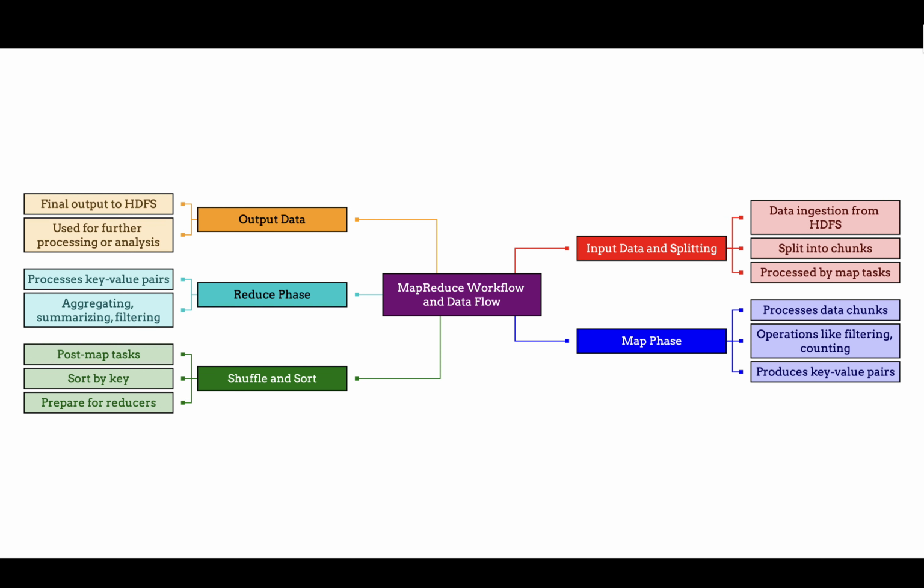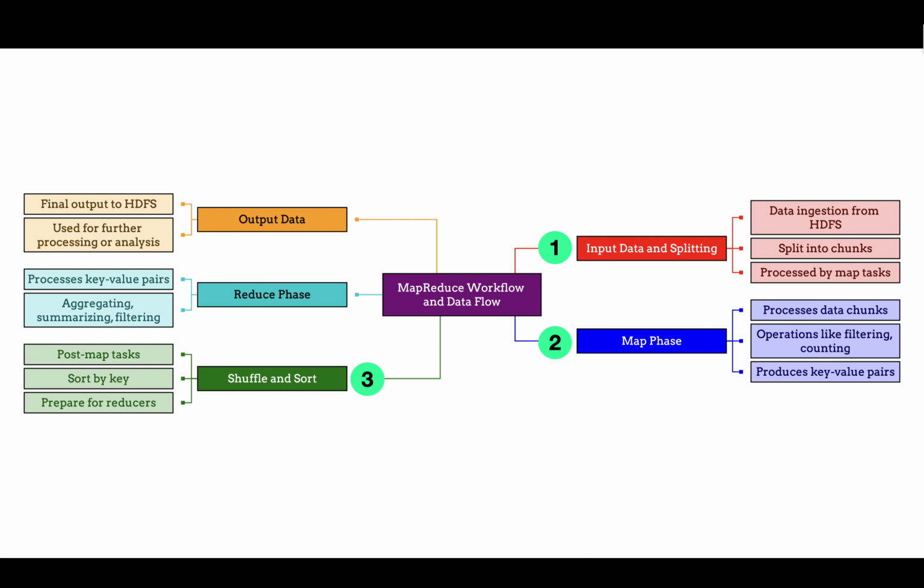MapReduce workflow and data flow. 1. Input data and splitting. Data is ingested from sources like HDFS and then split into smaller chunks for processing. Each chunk is processed by a separate map task. 2. Map phase. In this phase, each map task processes a chunk of data, performs operations like filtering and counting, and produces intermediate output in the form of key-value pairs.